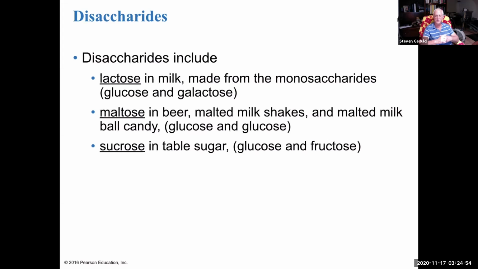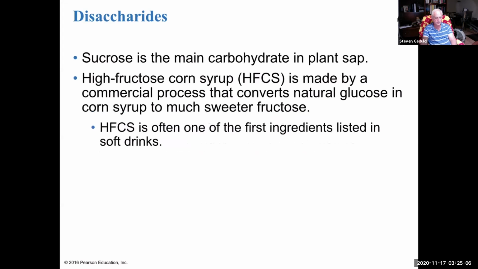And then sucrose. Sucrose is your table sugar. What you pour into all your drinks, your Cokes, Coca-Cola, and everything, that has sucrose in it. And we even modify that to make it worse. I'll show you that in a second. But it has glucose and fructose. All right. So sucrose is the main carbohydrate in plant sap. What we do is we modify it. We make it even worse.